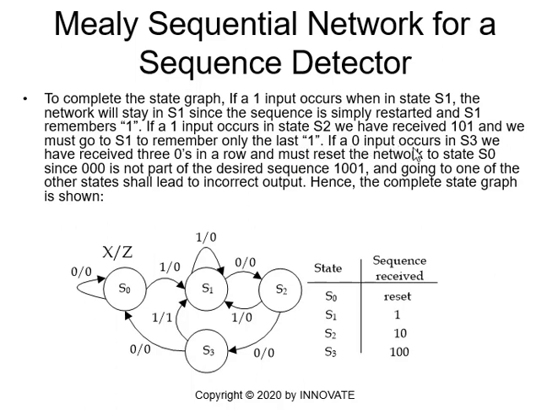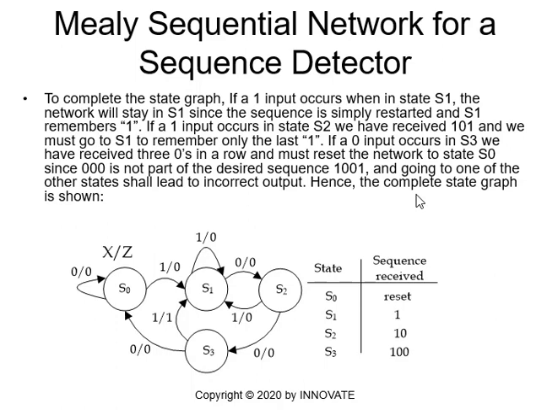If a 0 input occurs in S3, it means I received 1, 0, 0, 0. So the 1 will have no value to remember anymore. The sequence gets messed up, in other words. So at that time, I have to go to the reset state. We must reset the network if a 0 input occurs in S3, since we have received three zeros in a row and must reset the network to state S0, since 0, 0, 0 is not part of the desired sequence 1001. And going to one of the other states would lead to incorrect output. Hence, the complete state graph is shown.